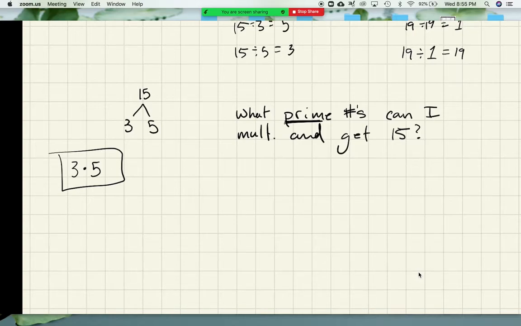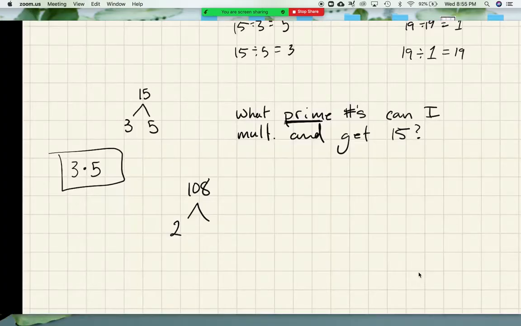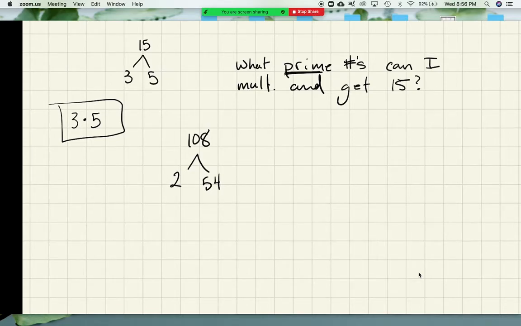If you had, I don't know, let's say 108. The way that I would go about figuring out a prime factorization on this, because it's even, I already know I can divide by 2. Does that make sense? Okay, so 108 divided by 2 gives me 54. So 2 times 54 is, well, I don't know if it's a prime factorization because I don't know if this is prime yet. I have to figure that out. I do know that this is prime, so that's good.